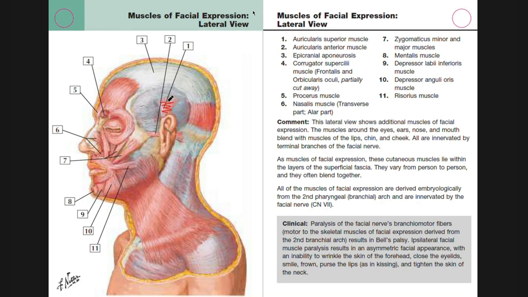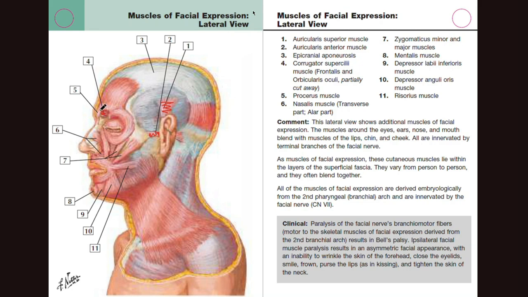Number 1 here, superior to the ear, is the auricularis superior muscle. Anterior to the ear, we have the auricularis anterior muscle. Superiorly overlying the scalp is the epicranial aponeurosis. Anteriorly, we have the small muscle here, which is the corrugator supercilii muscle.